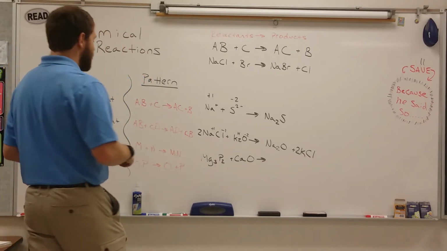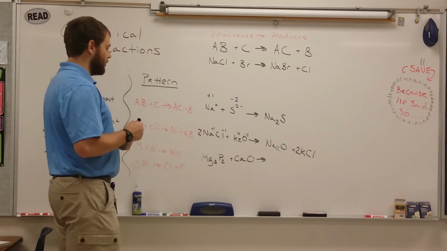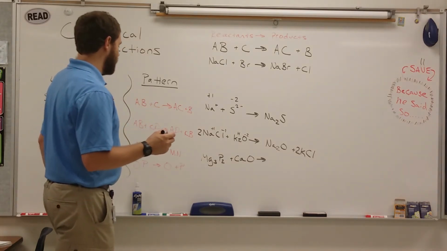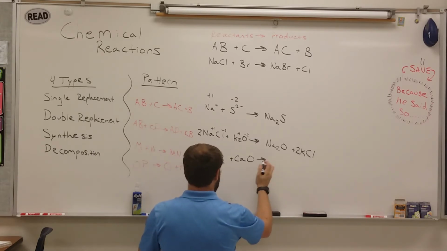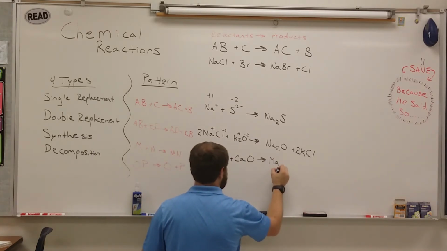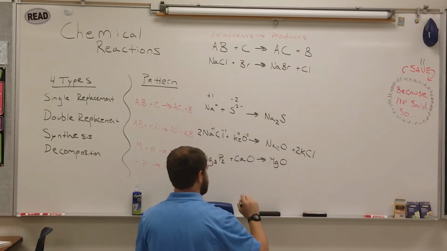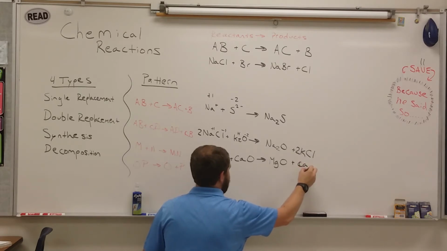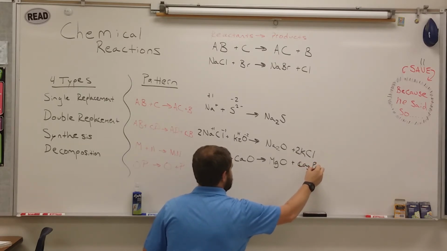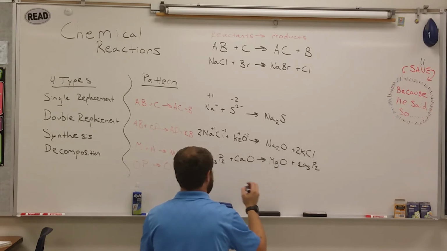And then in this final one, we have magnesium phosphate and calcium oxide. And I'll really quickly do this one. Magnesium is going to be with the oxygen now. Those are charged +2 and -2, so they're going to end up being MgO. Calcium is a +2, phosphate is a -3, so we're going to end up getting Ca3P2, so they're charge neutral.